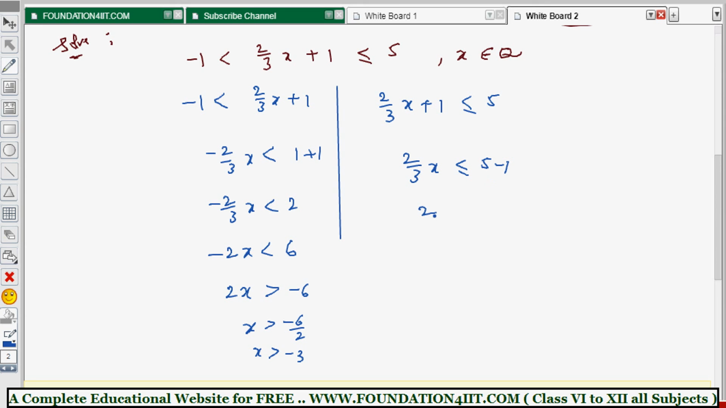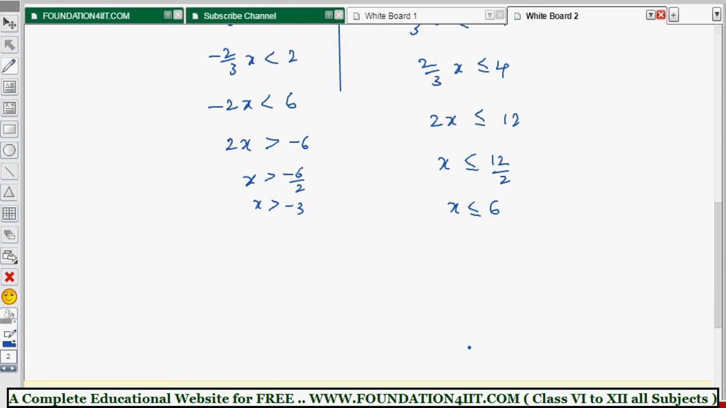5 minus 1. So 2 by 3 of x is less than or equal to 4. Then 2x is less than or equal to 3 times 4, so 12. Okay, 3 taken to this side. And x is less than or equal to 12 by 2, that is x is less than or equal to 6. Now whenever you have two, you can combine and write.